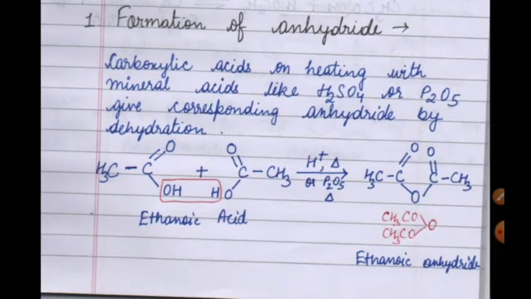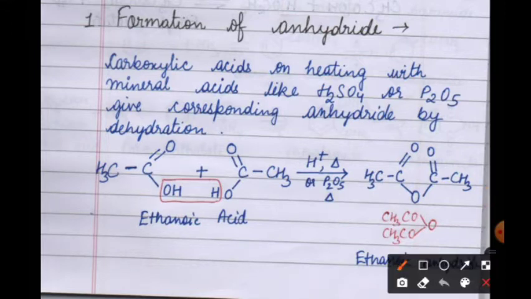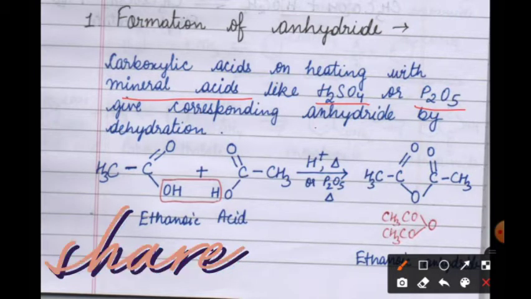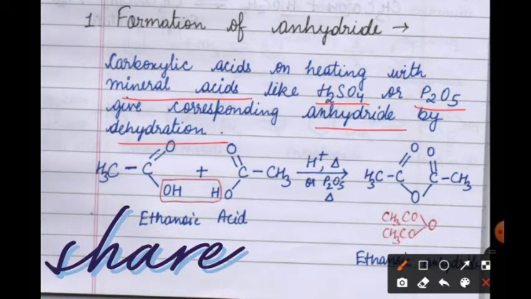The first reaction is formation of anhydrides. Let us see this reaction. Carboxylic acids on heating with mineral acids like H2SO4, or we can use P2O5, give the corresponding anhydride by dehydration.